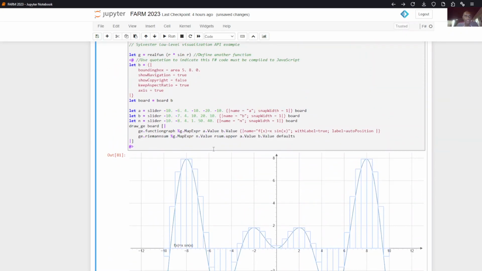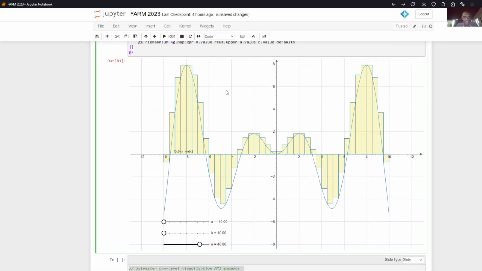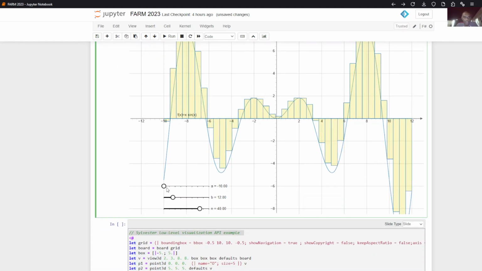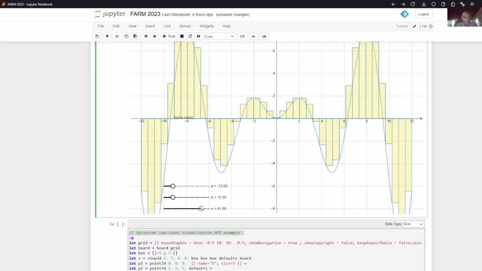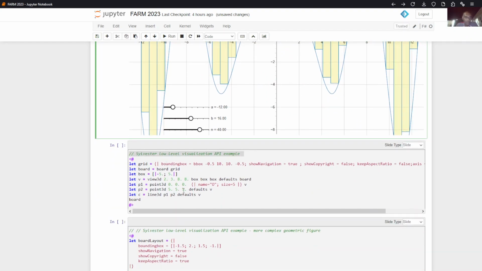What happens is that when we define this code inside an F# quotation, it signals to the Jupyter kernel that this F# code should be compiled to JavaScript. So when we run this code, it gets automatically compiled into JavaScript, and this code gives us this visualization. This is just a rerun of the visualization, and we're using sliders again to define different parameters, the endpoints and how many strips we're using in our integration.